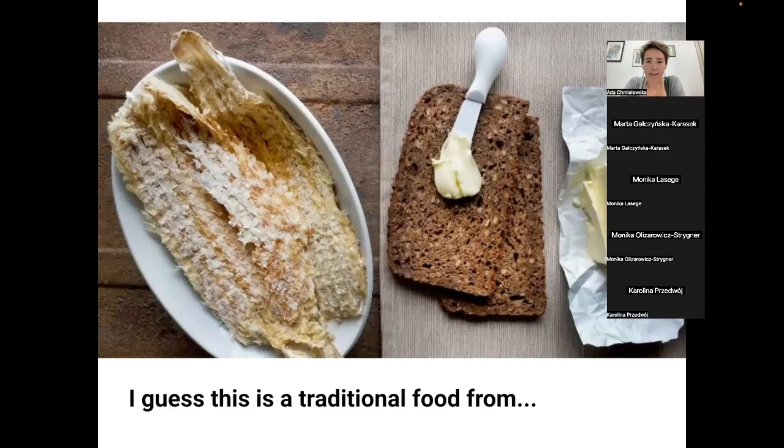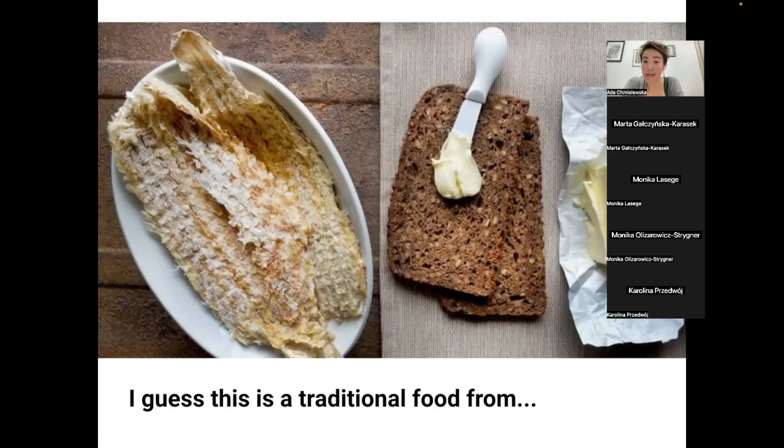Do you have any? I have no idea. Is it fish in the first photo? Yeah. Yes, it's a dried fish. Dried fish. No, I don't know. Bread and butter. So I don't know.